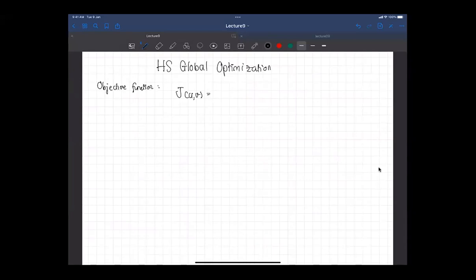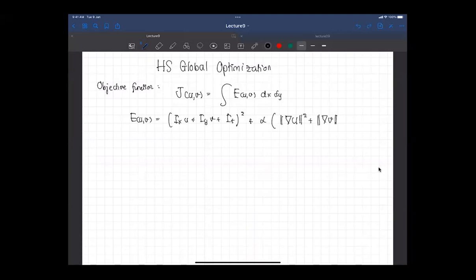So J(U, V) is the integral of E(U, V) dx dy. But you know that there are actually two integral signs. And E(U, V) equals (Ix U plus Iy V plus It) squared plus lambda times (nabla U squared plus nabla V squared).